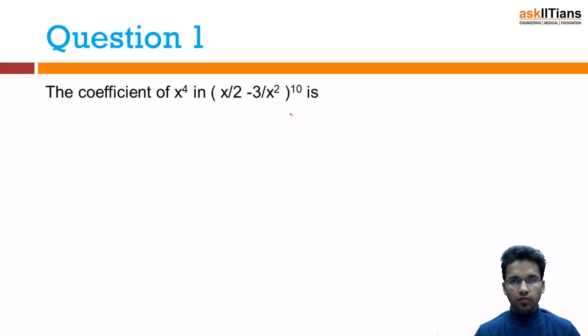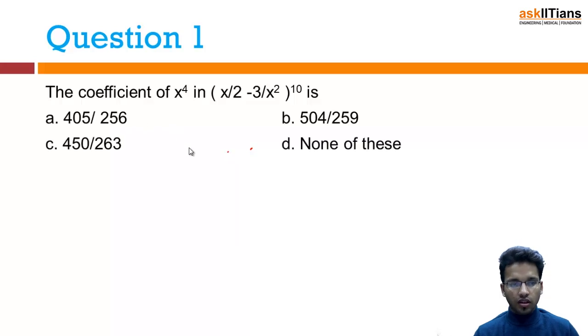So first question is: the coefficient of x raised to power 4 in (x by 2 minus 3 by x square) raised to power 10 is. So clearly this question you will say it's quite simple. These are the options, and this actually came in 1983. Now most of you must be able to do it by now, but still I will be doing it.